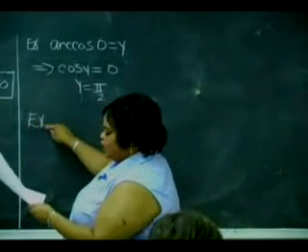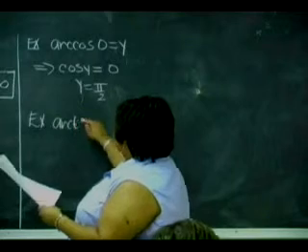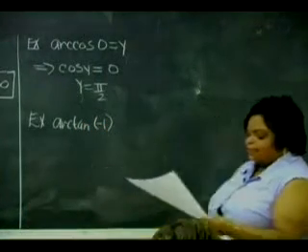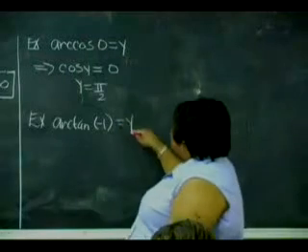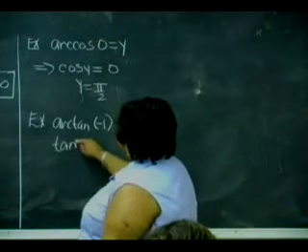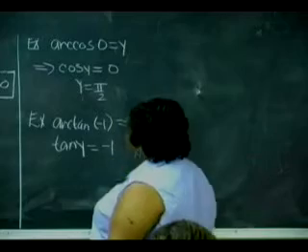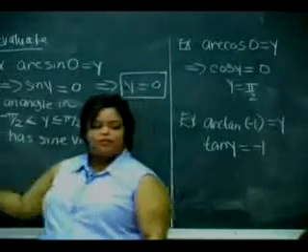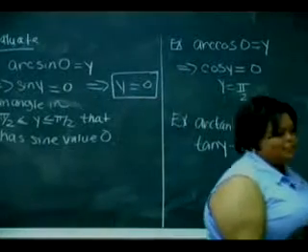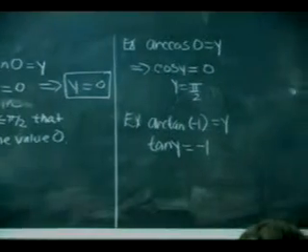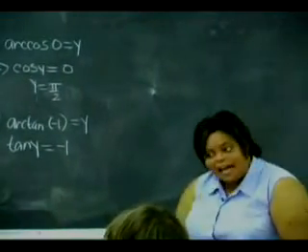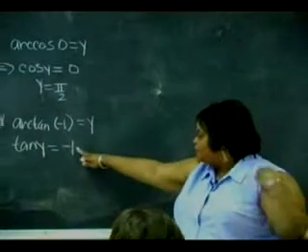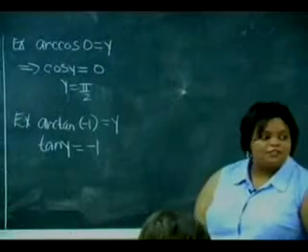Let's do an arc tangent. Arc tangent negative 1. So what this is saying is, what angle has tangent value negative 1 in quadrant 1 or 4? We know it's not quadrant 1. Why? Because in quadrant 1 tangent is positive, right? X's are positive, Y's are positive. And being that we have tangent negative 1 means we're going to be in quadrant 4.